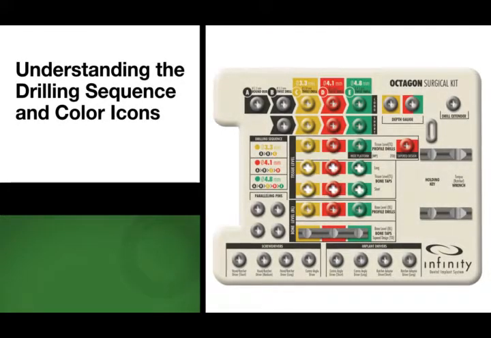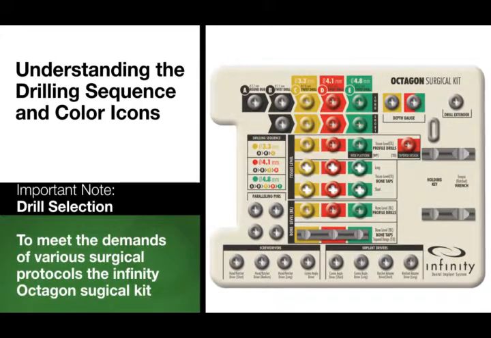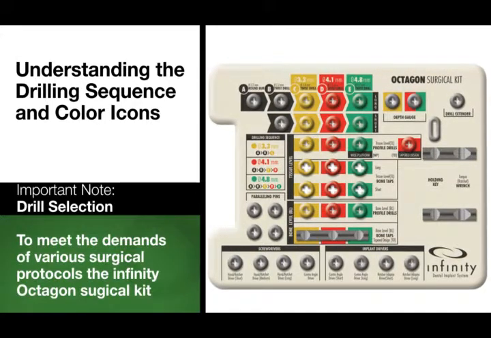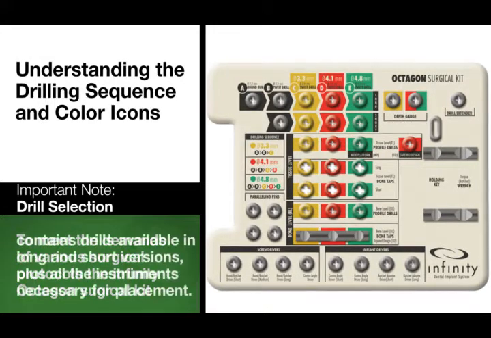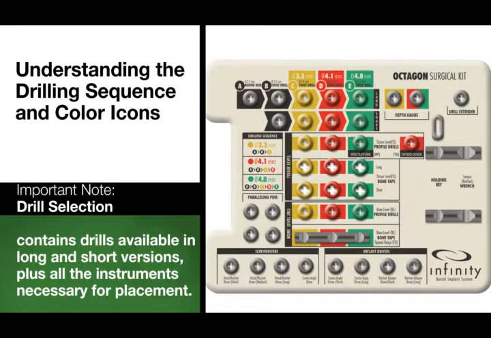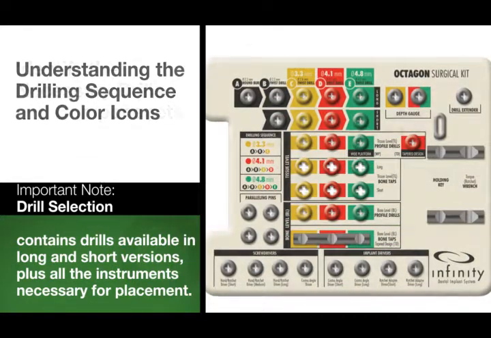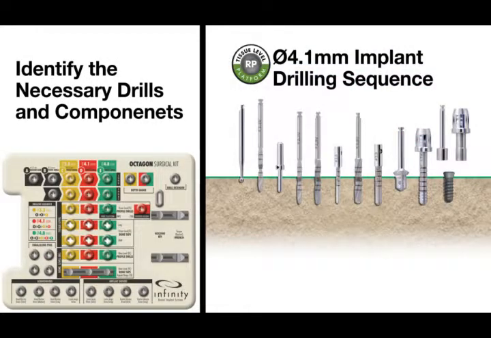Understanding the OCTAGON implant drilling sequence and color indicators. To meet the demands of various surgical protocols, the Infinity OCTAGON surgical kit includes the specific diameter and length drills in both short and long, bone taps, profile drills, and implant drivers. You will need the following instruments for drilling a 4.1 mm diameter osteotomy.